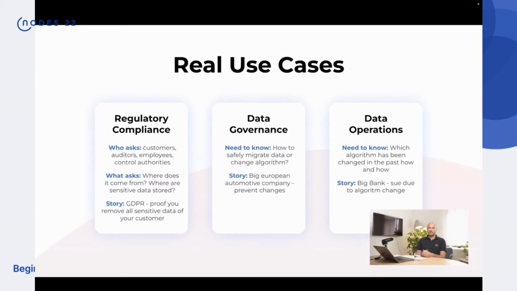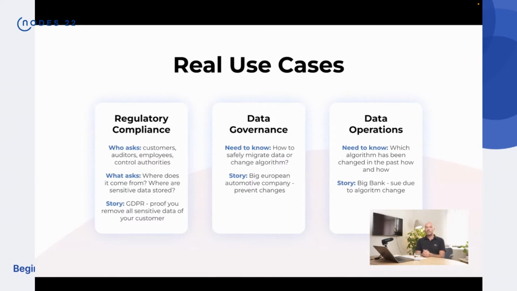The third use case I'd like to mention is data operations. I mentioned before that we can record all changes in the systems. So they can easily track what algorithm changed in the past, and how. We had one story from a client, a big bank. They suddenly had a problem because a possible customer arrived and asked for a loan, and he was rejected. The same guy arrived 3 months later, and he was accepted. Because it was in the United States, he sued the bank for discrimination. And the bank wanted to defend themselves, of course.